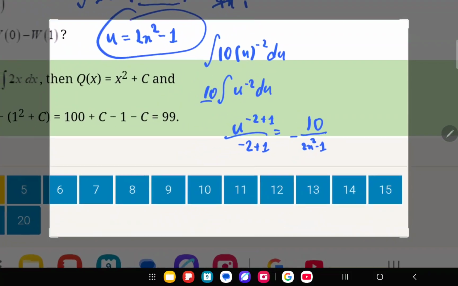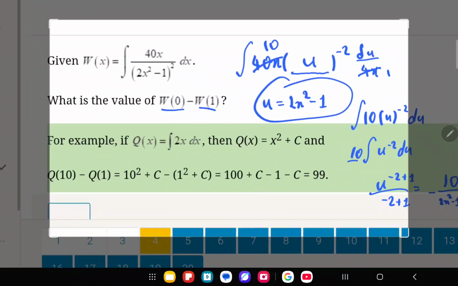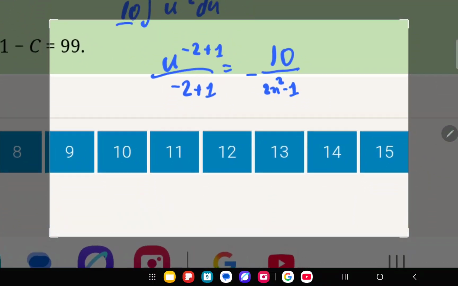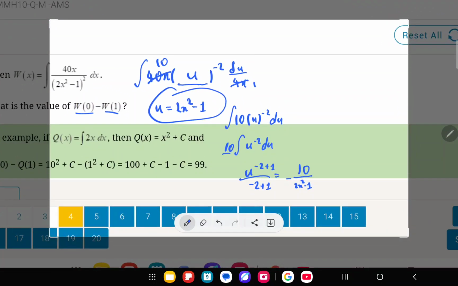And now what we'll do here, they're asking for w0 and w minus w1. So we'll just get w0. You put x equals 0. So you set w for 0.